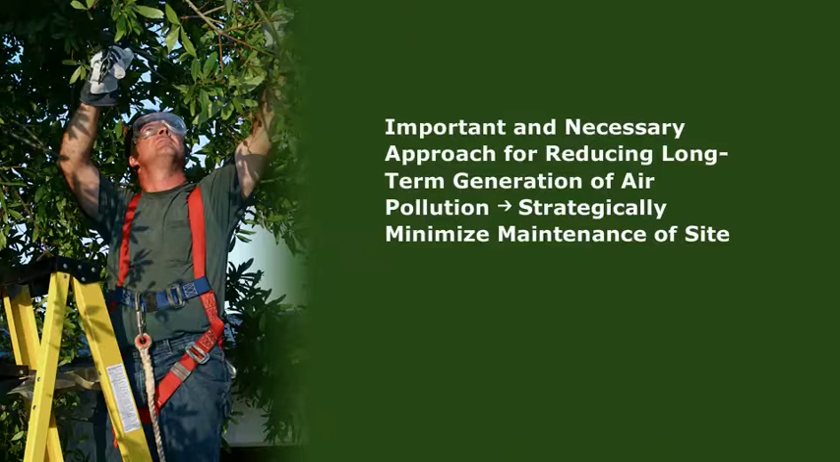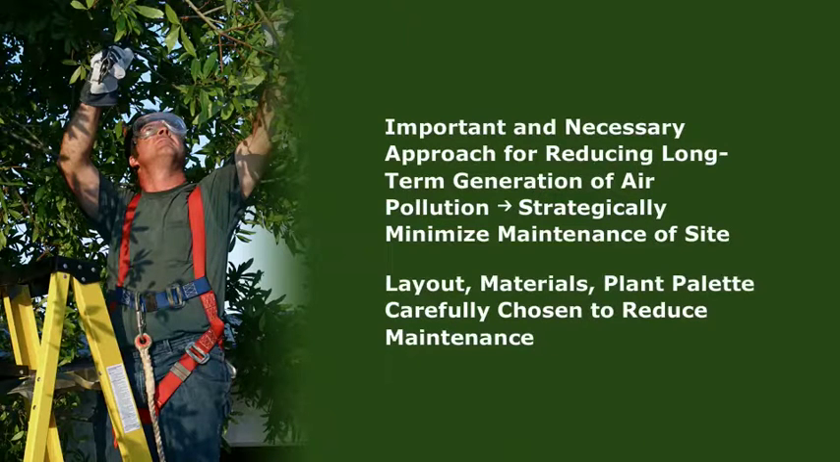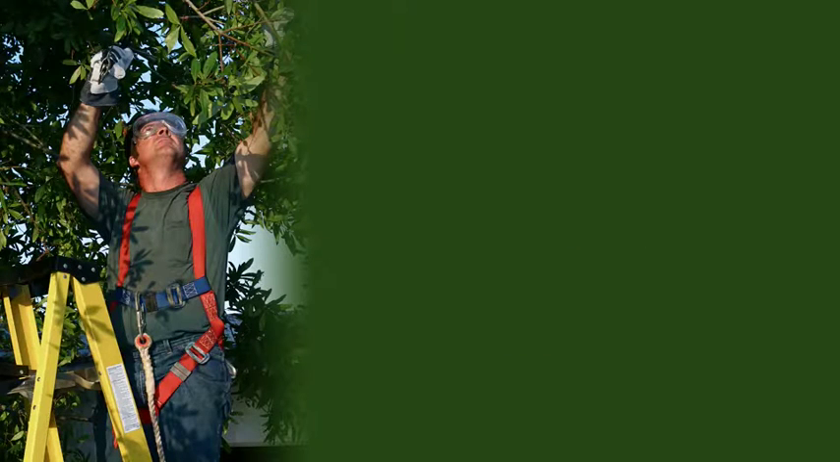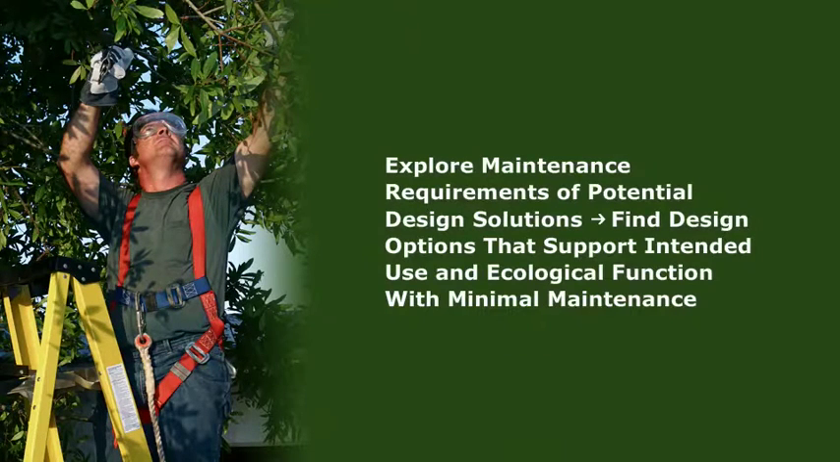This is not to say that the site should be neglected. Rather, the layout, materials, and plant palette should be carefully chosen to reduce maintenance and the required use of land care practices that release harmful air pollutants. Project teams should explore the maintenance requirements of potential design solutions throughout the development process to find the design options that best support the intended use and ecological function of the site with minimal maintenance.